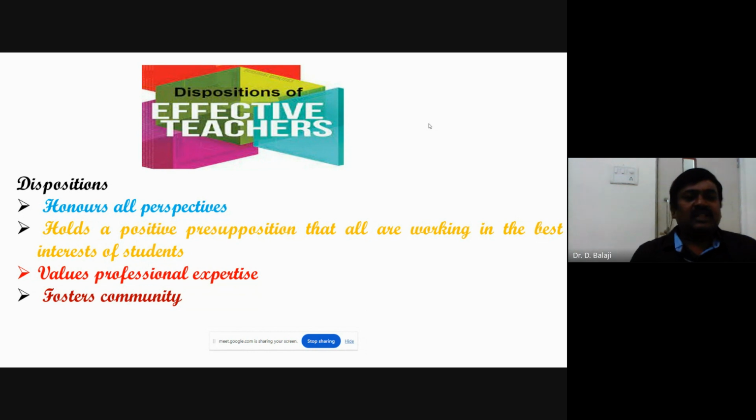You should have the thinking capability. Value professional expertise, and foster community. When you have this type of thinking pattern, it will foster the community. Everybody will come closer and they will be in a good community.